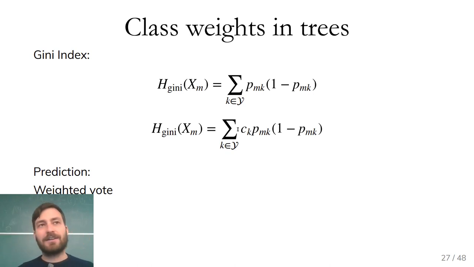And then here in this case, in the prediction, you would do a weighted vote in the tree where you don't just count the samples of each class in a leaf, but you weight them by the class weights. This is pretty straightforward to implement for most models. Basically just double counting some points.